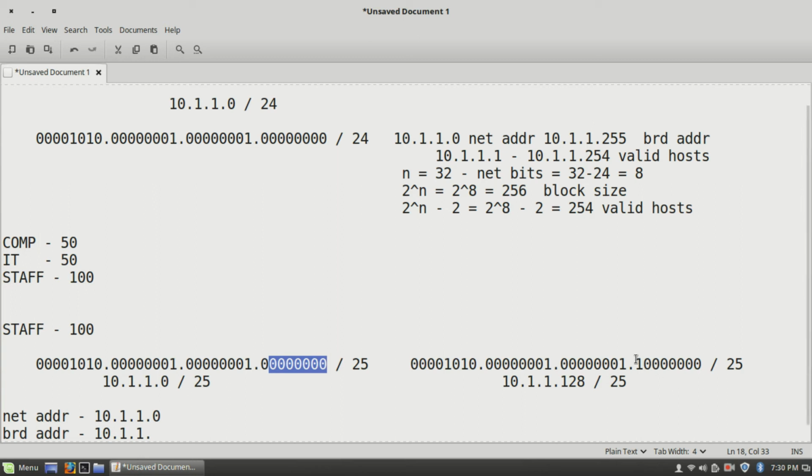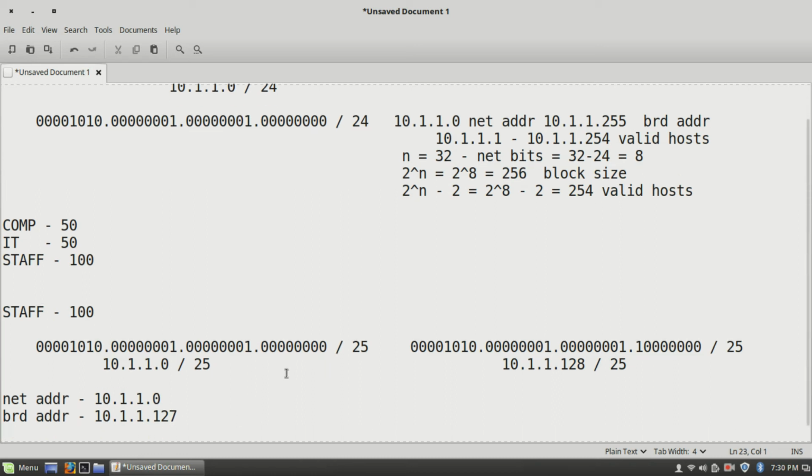After which it will take this value. So when all these 7 bits are 1, the decimal equivalent would be, if you're saying 127, that is right. You can just do the math. It is 2 to the power 0, 2 to the power 1, and so on. You know how to convert binary to decimal. So the broadcast address would be 10.1.1.127.